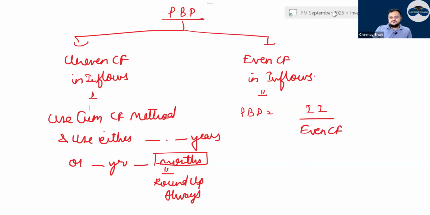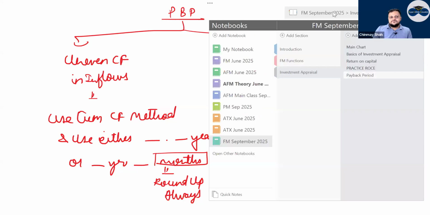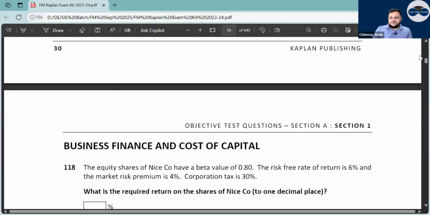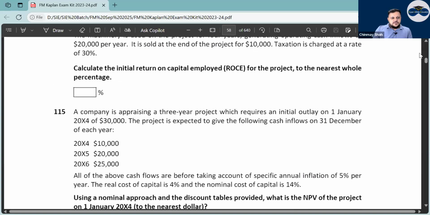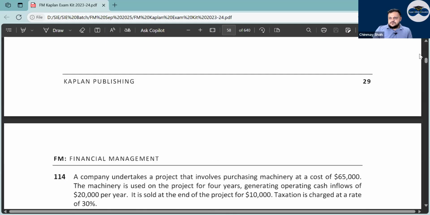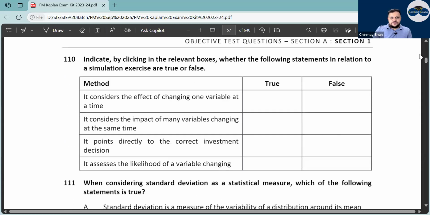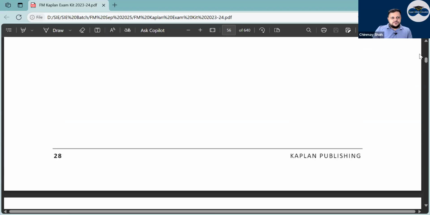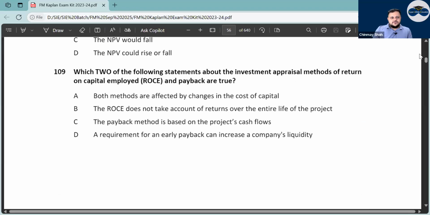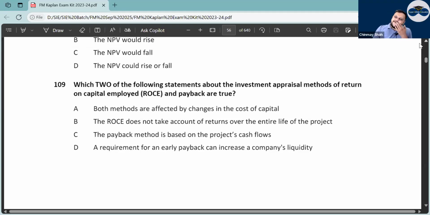Okay. Can we get something from here for payback period? There were one or two good questions on payback period. Simulation exercise. Method. Yes, come in, come in. One minute, wait.